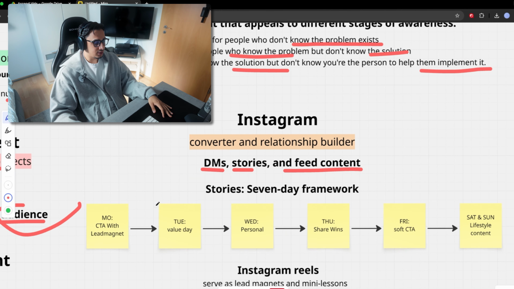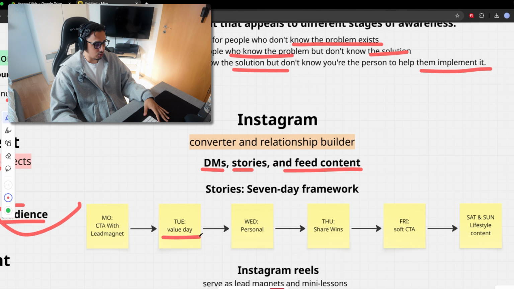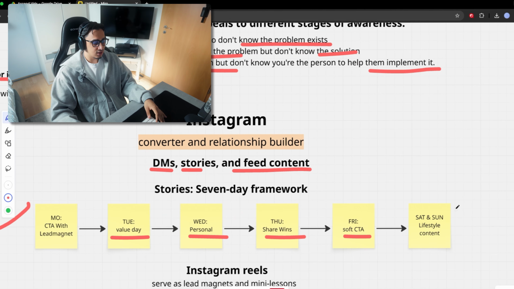On Monday, we want to post a CTA with a lead magnet. This can be a guide, this can be a free PDF, just something that provides a lot of value to your audience. On Tuesday, we want to post value. Wednesday is a personal day where we just post something personal to build trust with our viewer. On Thursday, we share wins from our students or clients. On Friday, we post another soft CTA, not as hard as on Monday, but still a soft CTA to get some leads in. And then Saturday and Sunday, it's lifestyle content to build again the trust.